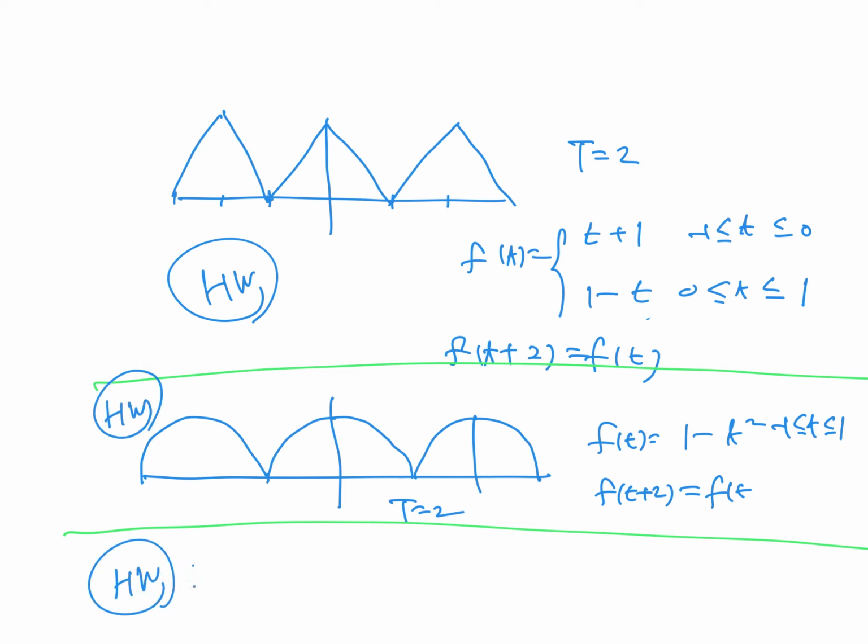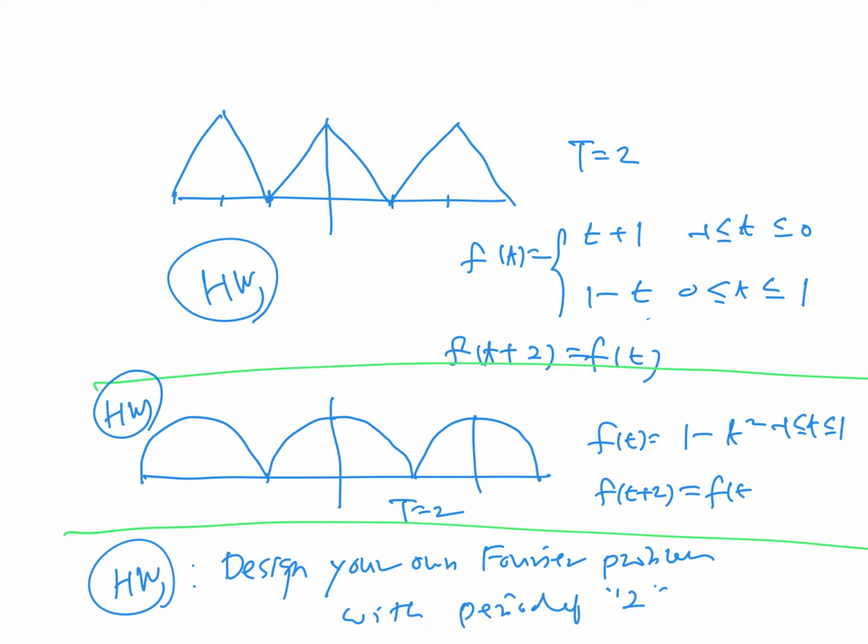And the final homework is to design your own Fourier problem with period of 2, maybe 10. Good, right? So let's simplify one parameter. I'm going to limit the period to 2. So P is fixed. So with those problems, you can maybe design your own.